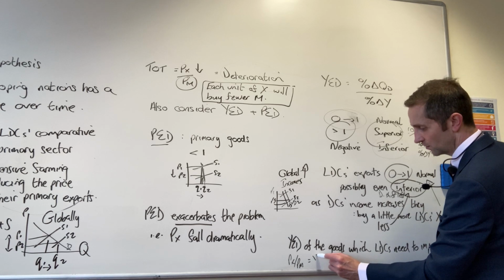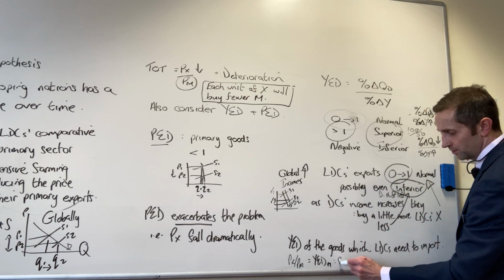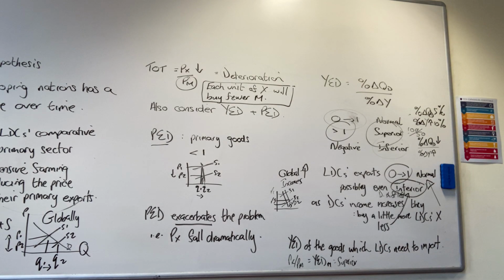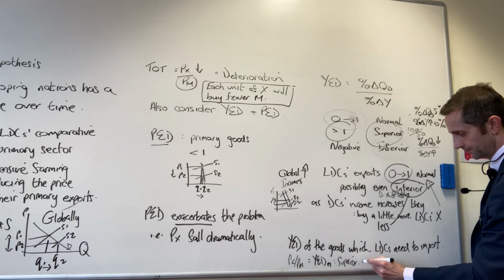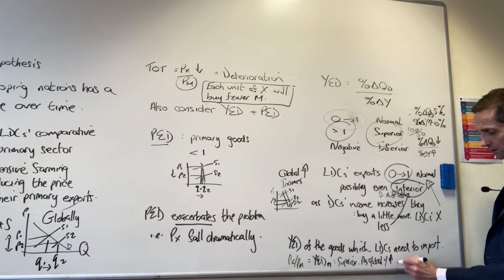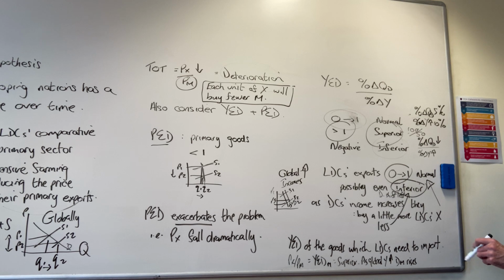So what Ellie is saying is that the YED of the M is a superior good. What does that mean? It means as global incomes rise, there'll be a more than proportionate rise in demand. I'll have to write this somewhere else. As global incomes rise, demand for the import rises, to use Ali's phrase, big, rises even more.